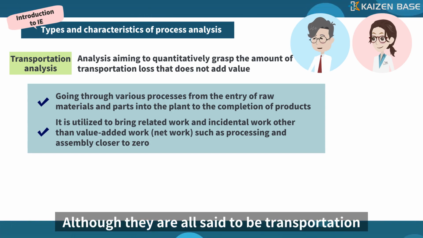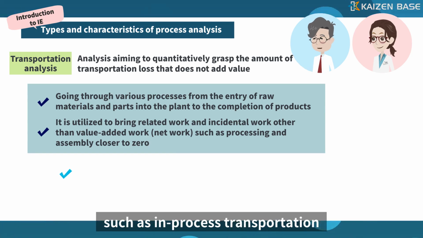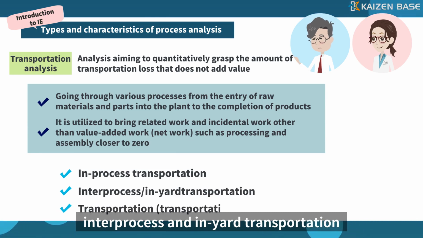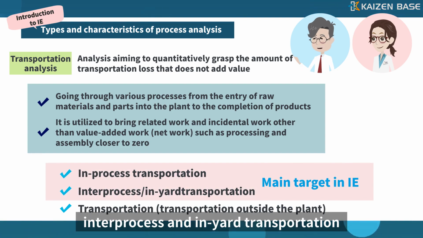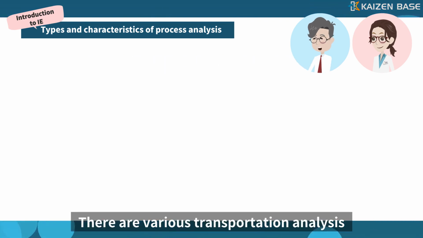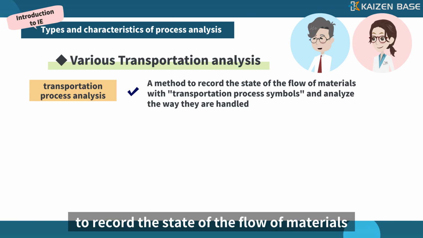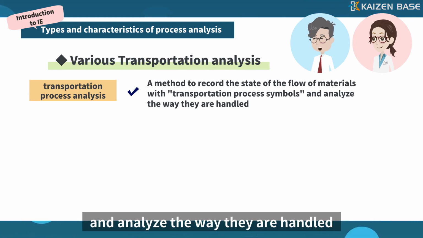Although they are all said to be transportation, there are various types of them, such as in-process transportation, inter-process and in-yard transportation. Main target in IE is the analysis of in-process transportation, inter-process and in-yard transportation. There are various transportation analysis. Transportation process analysis refers to a method to record the state of the flow of materials with transportation process symbols, and analyze the way they are handled.